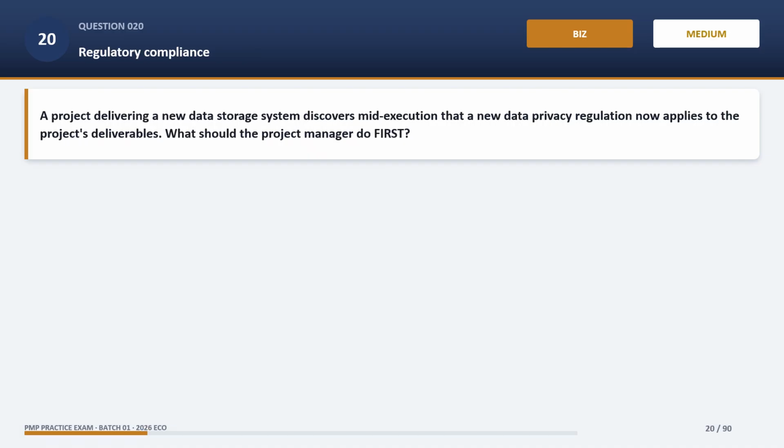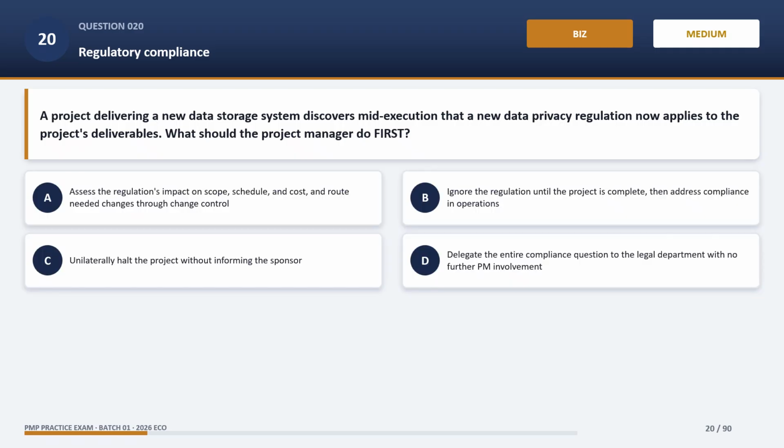Question 20. A project delivering a new data storage system discovers mid-execution that a new data privacy regulation now applies to the project's deliverables. What should the project manager do first?